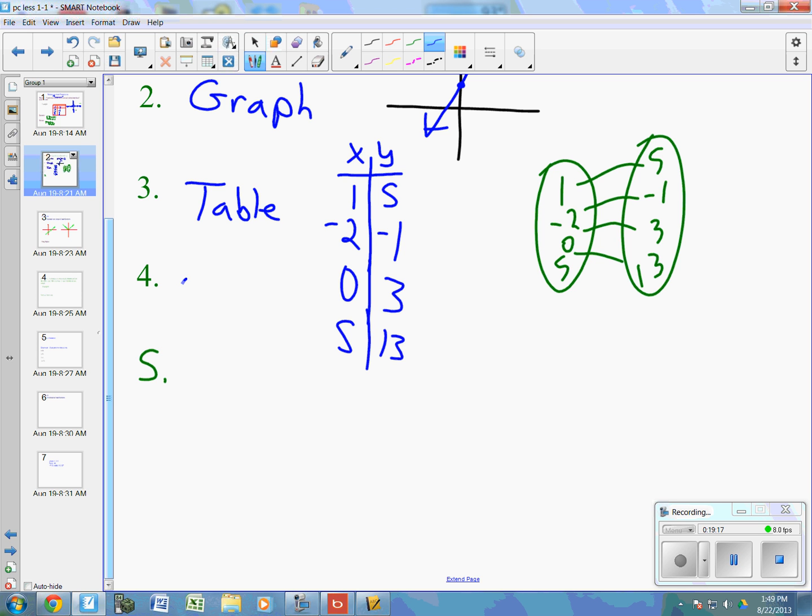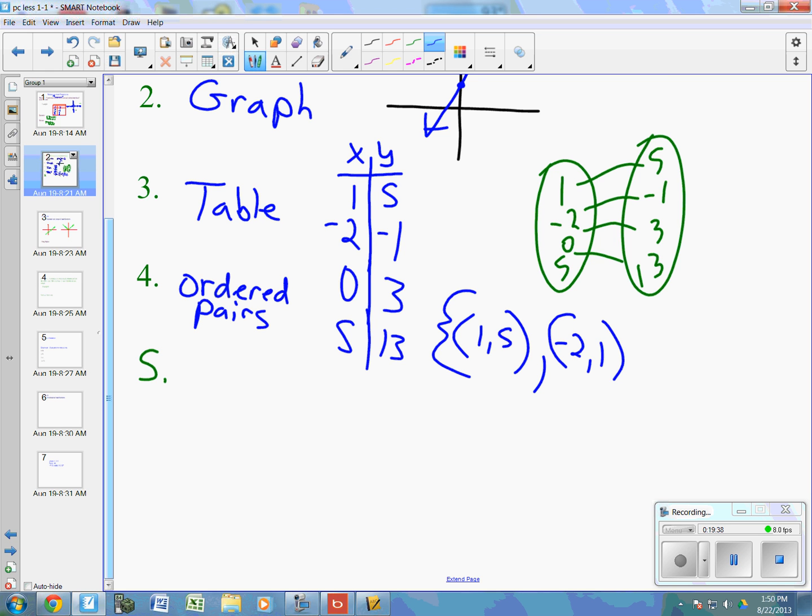Ordered pairs. Ordered pairs would be almost the same thing as a table. Okay, but ordered pairs, I would write like this: 1, 5, negative 2, 1, 0, 3, 5, 13.